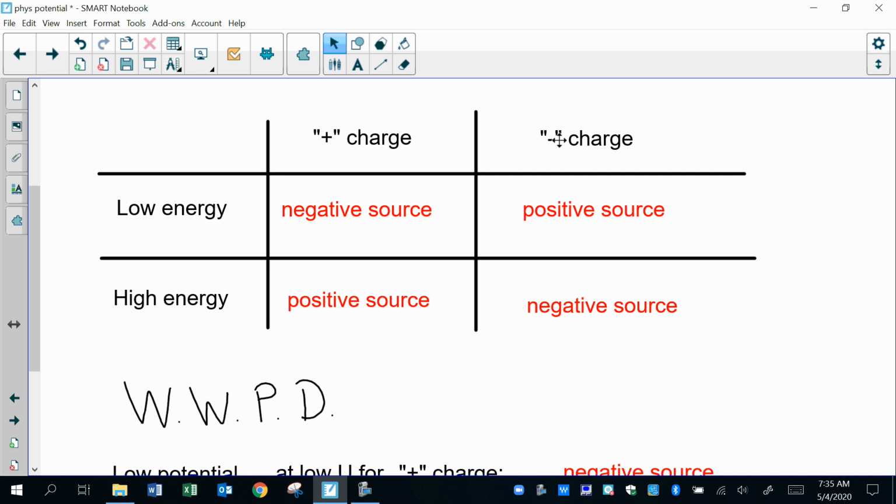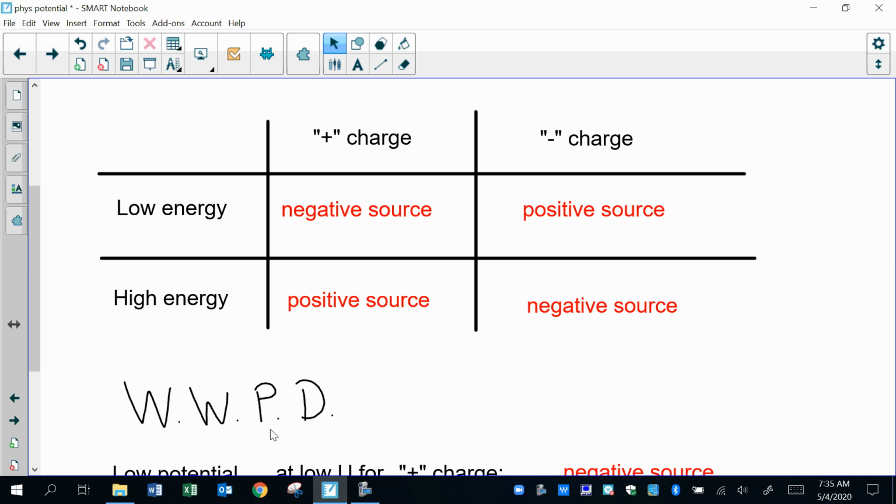Opposite charge is a negative, obviously. It would naturally go to a positive. So for a negative, its low energy location is at the positive source. So you notice we have two opposite locations for low energy. It depends on your charge. High energy would obviously be positive. Take two positives, force them next to each other. Take two negatives, force them next to each other. If I let them go, one of those particles is going to go shooting off.